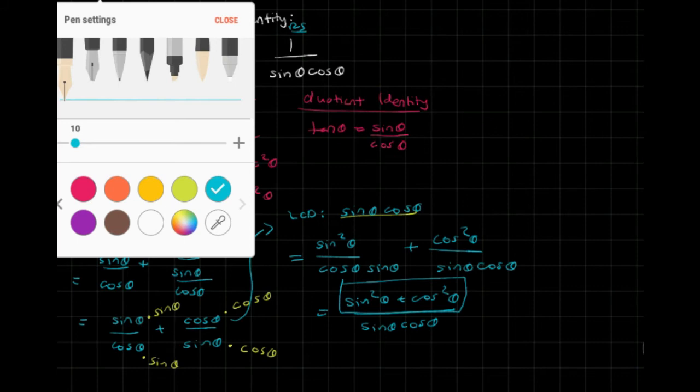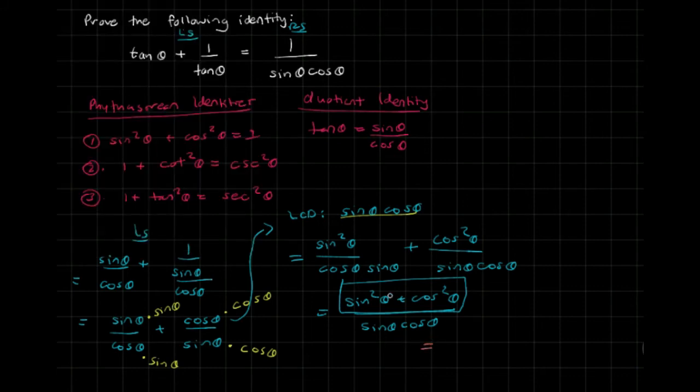So all of this becomes 1, and we get 1 over sine theta cosine theta, which matches the right side. Then our last statement: therefore our left side is equal to the right side, and we've effectively proven our identity.